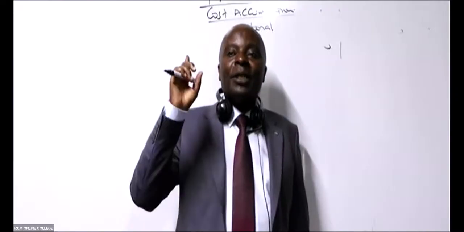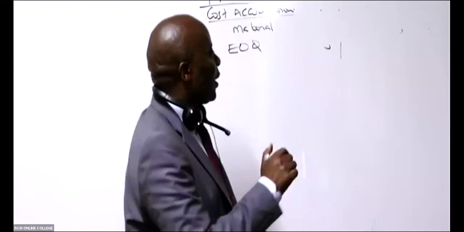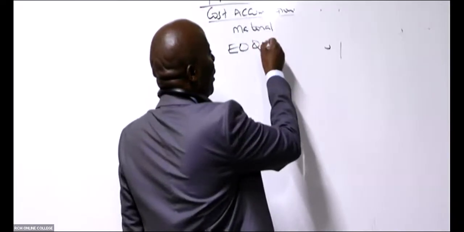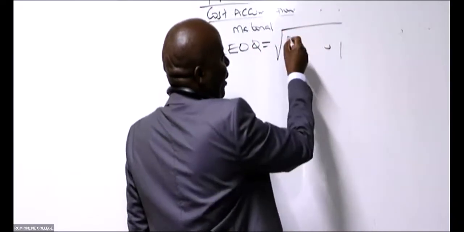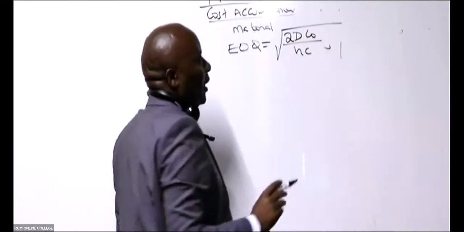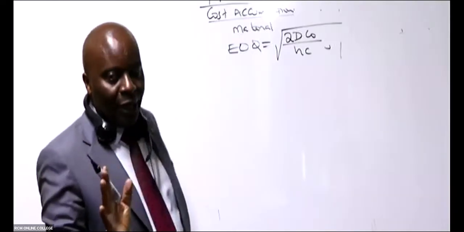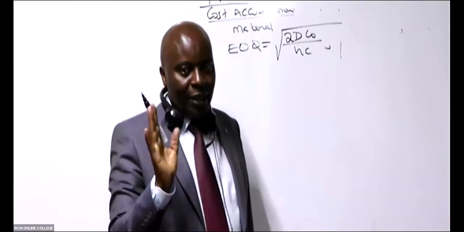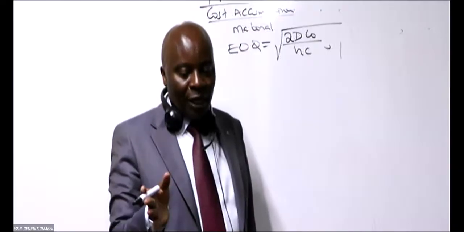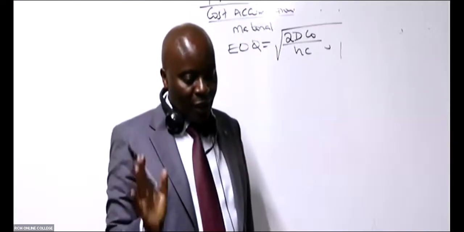Some students tell me, Mwalimu, I may forget the formula of EOQ, but I will never forget that it has a square root. It has a big square root, isn't it? So then we talk of 2D Co over what here, somebody? HC. Remember, D stands for what? Annual demand, right? Co stands for cost per order. And then HC stands for what? Holding cost. Thank you so much.